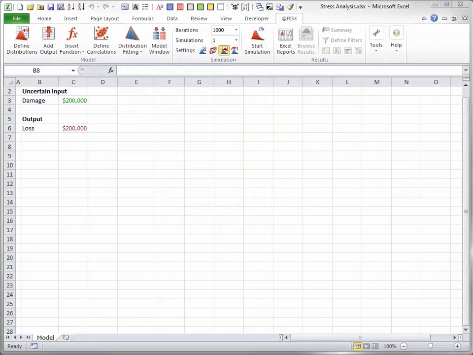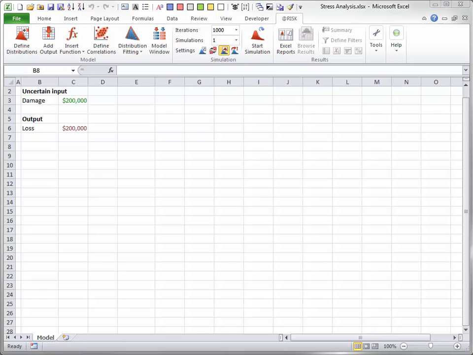This video illustrates one of @RISK's advanced tools called stress analysis. This tool is usually used to find the distribution of an uncertain quantity, given that it is either relatively small or relatively large. In technical terms, it is typically used to find the conditional distribution of an uncertain quantity, given that it is in one of the tails.